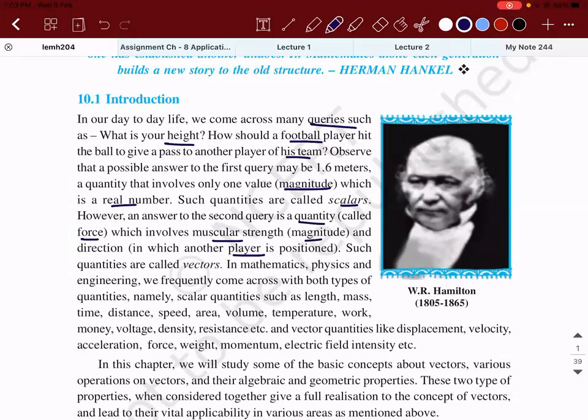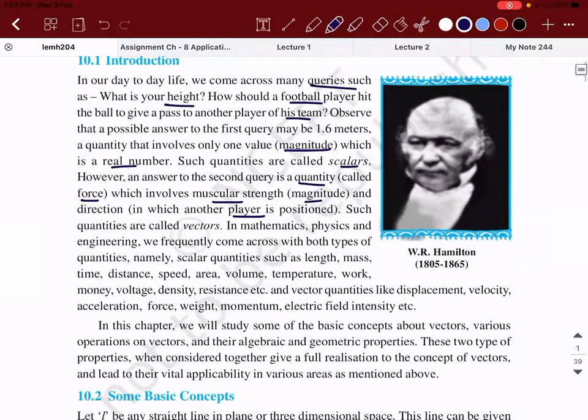So the way he is supposed to pass it depends on the magnitude that he is applying, along with the direction in which he is supposed to pass it. So force is a quantity involved here, which is a vector quantity, which has magnitude and direction. Such quantities are called vectors.